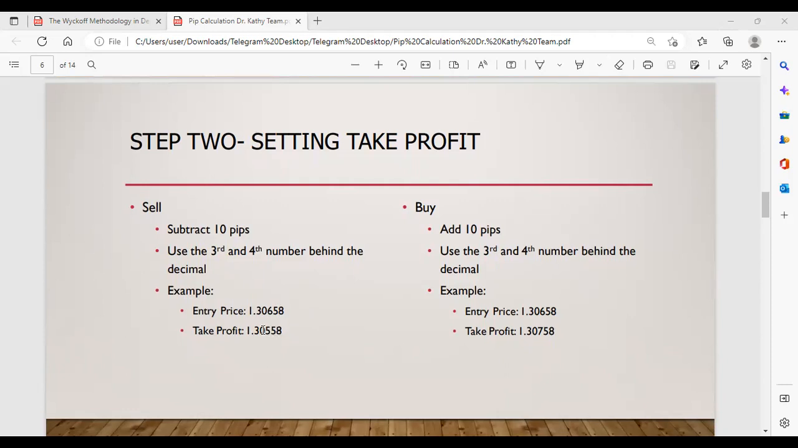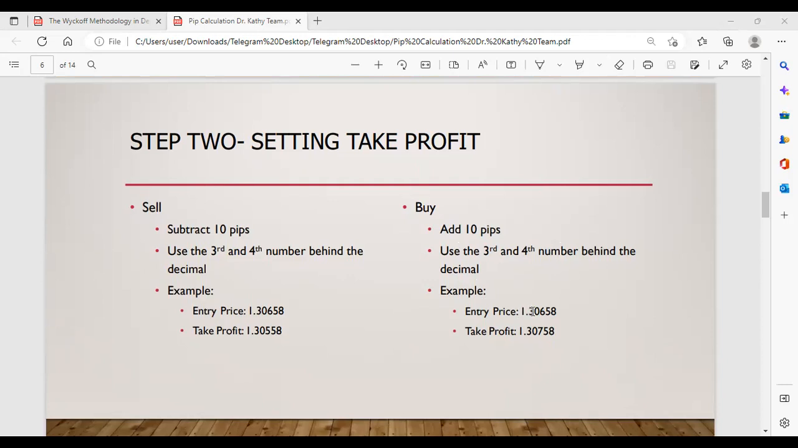So if you take note, we take away 10, 6 minus 10, that means take profit is 10. In the buy, you add 10 pips. Sell will take away, buy we add. So use the third and fourth number behind the small point. For example, on the buy, entry price, I'm going to add.